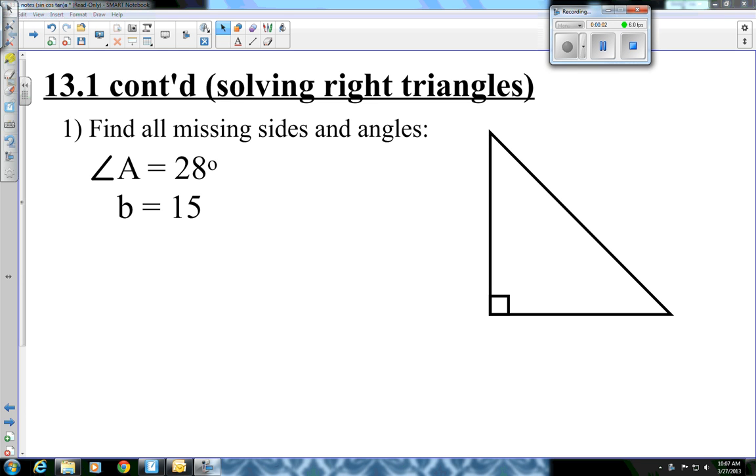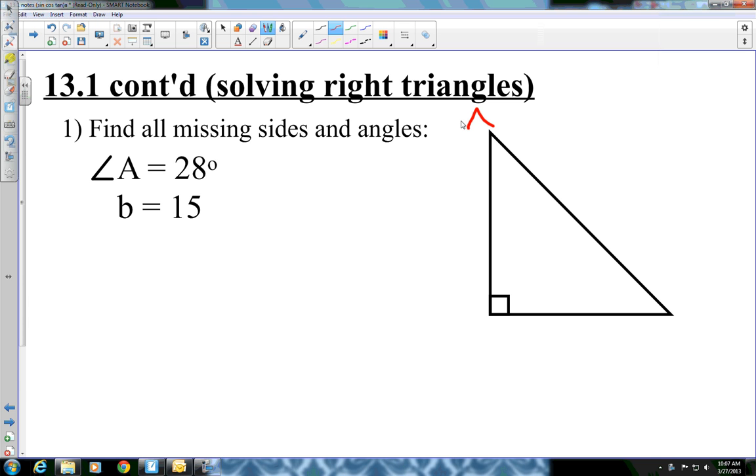13.1 continued, we are going to solve right triangles. So we have, on this particular triangle, given that angle A is 28 degrees. Now, get yourself a right triangle. It doesn't matter which of the acute angles you choose to be A, but since it's a 28, I'm going to choose the littler one. So A is 28 degrees.